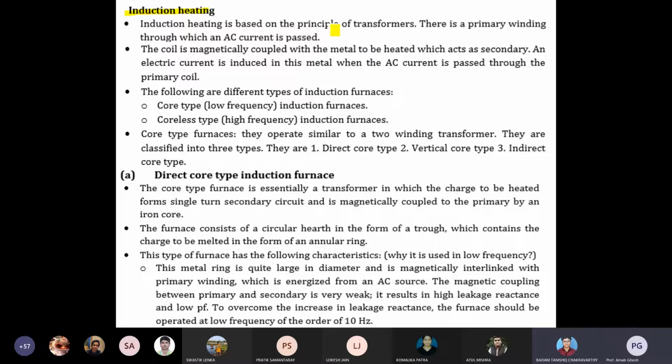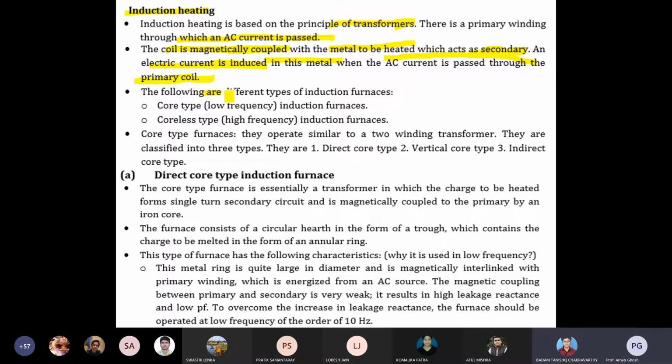Induction heating is based on the principle of transformers. There is a primary winding through which an AC current is passed, and the secondary side is your charge material. The coil is magnetically coupled with the metal to be heated, which acts as the secondary. Electric current is induced in this metal when AC current is passed through the primary coil.